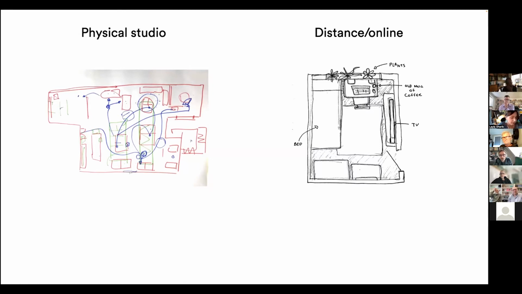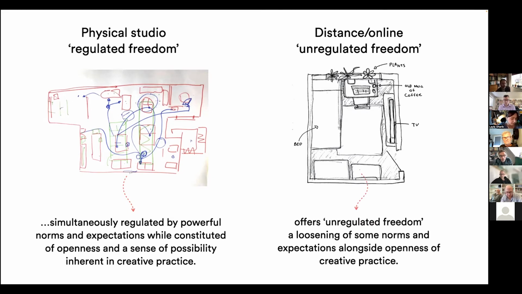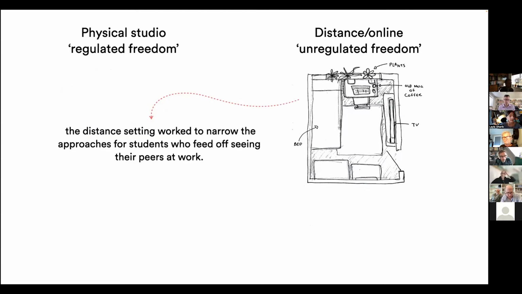And we were asking, is it possible to have it with distanced education? But this explains a large part of what creative students struggled with during the pandemic. And that leads us to formulate the idea of the proximate studio, the physical studio, as a regulated freedom, is what we're coming to call it. So if we put the little definition for that, James, I guess it's simultaneously regulated by powerful norms and expectations while constituted of openness and a sense of possibility inherent in creative practice. And in contrast, the distance education in this context offers unregulated freedom, a loosening of some norms and expectations alongside openness of creative practice. And paradoxically, the distance setting worked to narrow the approaches for students who freed off seeing their peers' work.